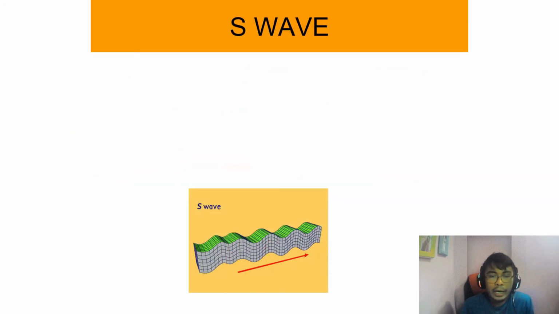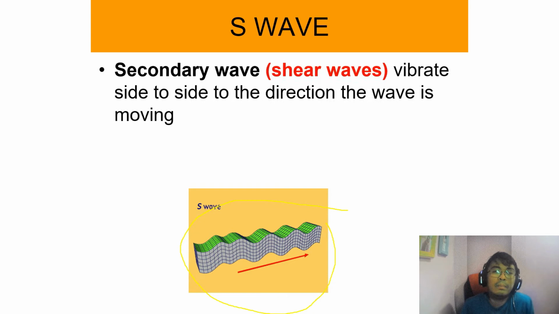On the other hand, we have what we call the S wave, wherein it is actually being portrayed in this diagram. Okay? But S wave is also known as shear waves, wherein the vibration is side to side to the direction the wave moves. Okay? So, ano ba ang ibig sabihin nito? Kung yung isa parallel, this one now is perpendicular.